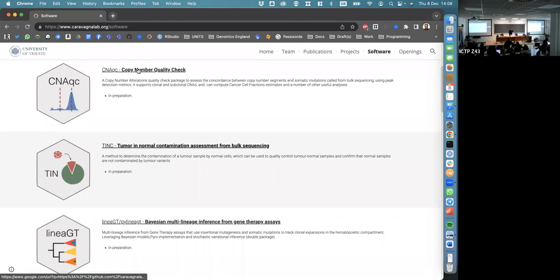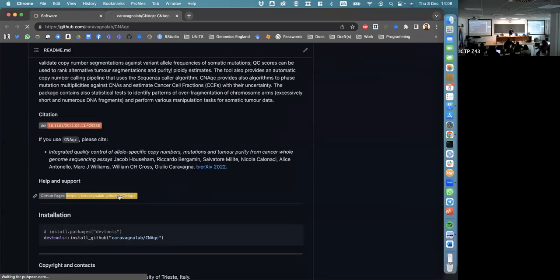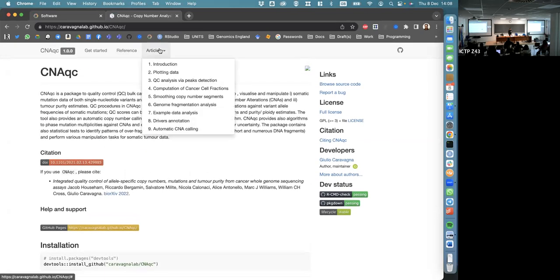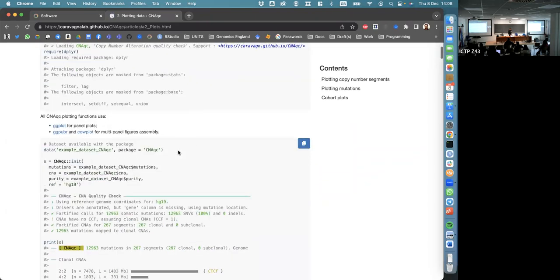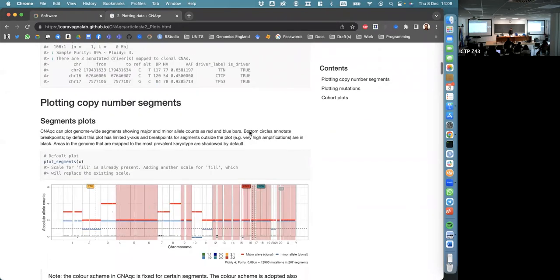And you are invited to go and have a look at all these packages. They have their own websites. Sorry, that's the right link. They're all available on GitHub. They have their own websites. They have articles that explain how you can plot data. There is example data, and how you can fit the models. Pretty much everything is in the form of well-documented material. So if you're curious and you want to work more on these topics, you have a lot of materials you can start from, okay?